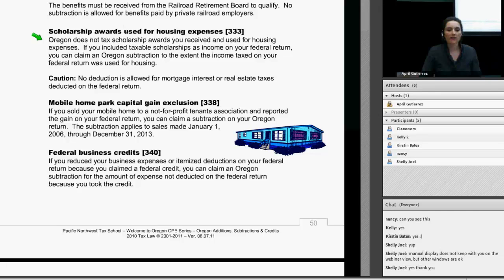Scholarship awards used for housing expenses. Oregon does not tax scholarship awards you received and used for housing expenses. If you included taxable scholarships as income on your federal return, you can claim an Oregon subtraction to the extent the income taxed on your federal return was used for housing. Caution, no deduction is allowed for mortgage interest or real estate taxes deducted on the federal return.